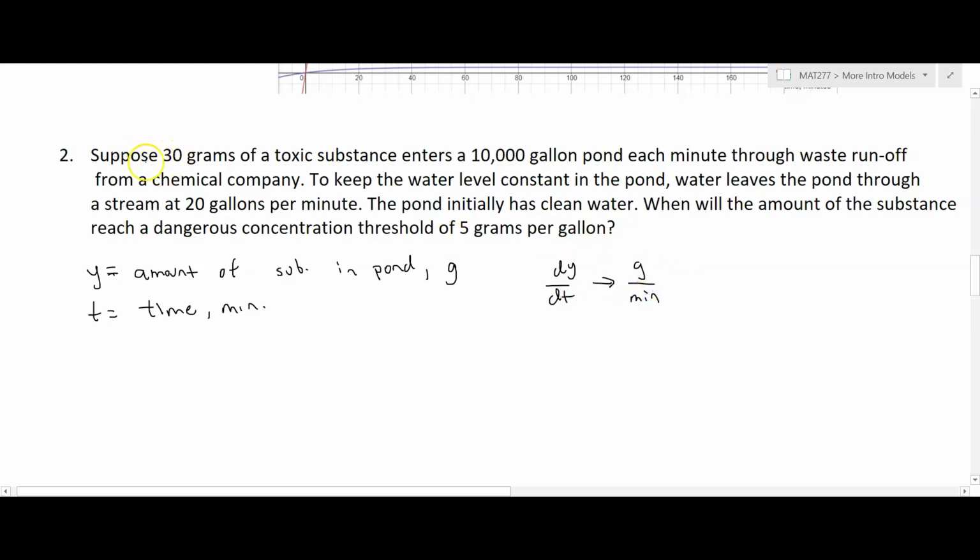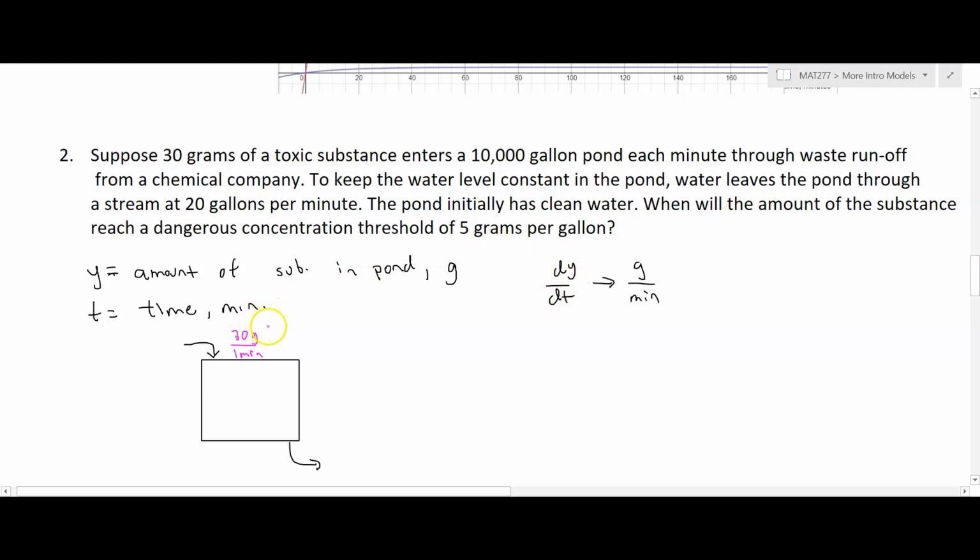Now the one nice thing here is I'm already told how many grams are entering per minute. So when I draw my sort of bathtub analogy setup here, what's coming in is strictly given to me as 30 grams per 1 minute. Now that's already in the correct units of the inflow rate, and remember we're looking at inflow of substance minus the outflow of the substance.